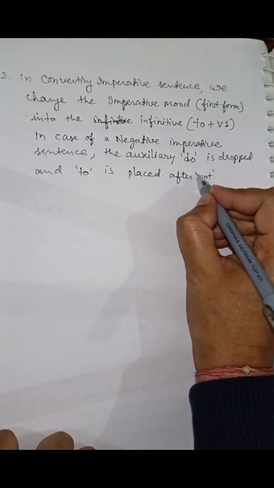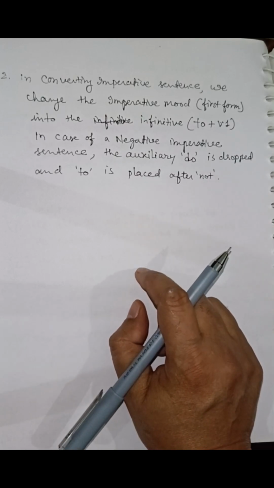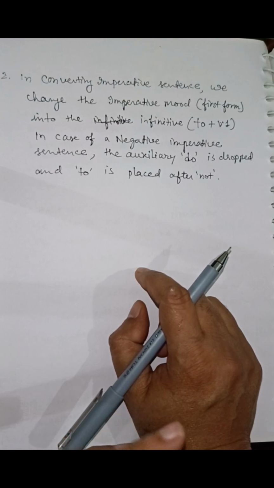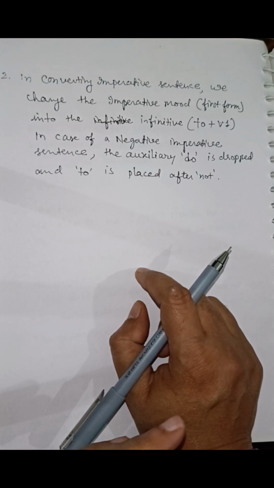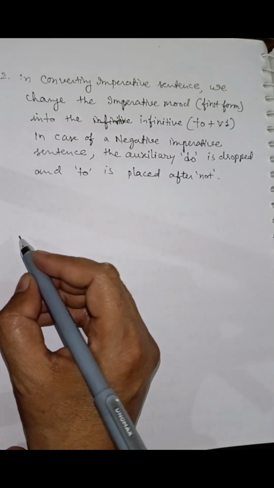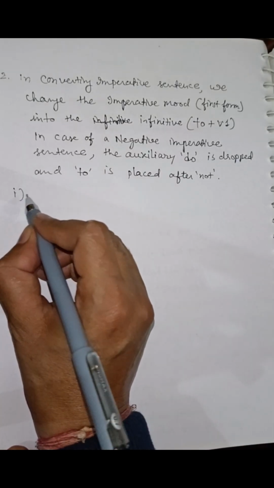Like if I say do not pluck the flowers, just in the previous example we discussed that the gardener warned not to pluck the flowers. So do will be dropped and not will be used, and after that to, not to pluck the flowers we can say, right? Here I give you some examples.